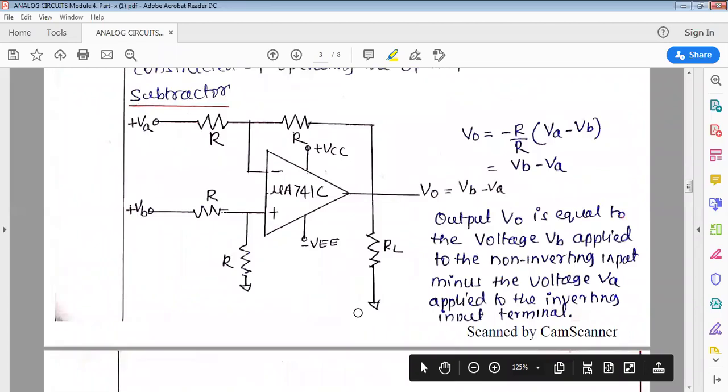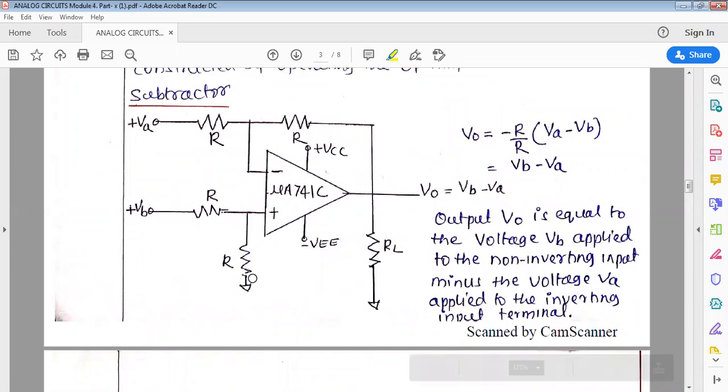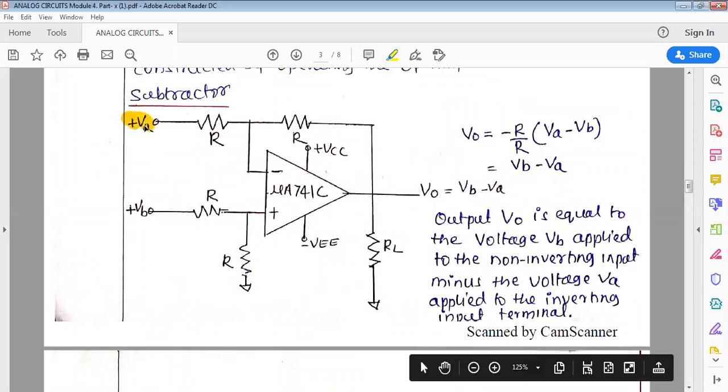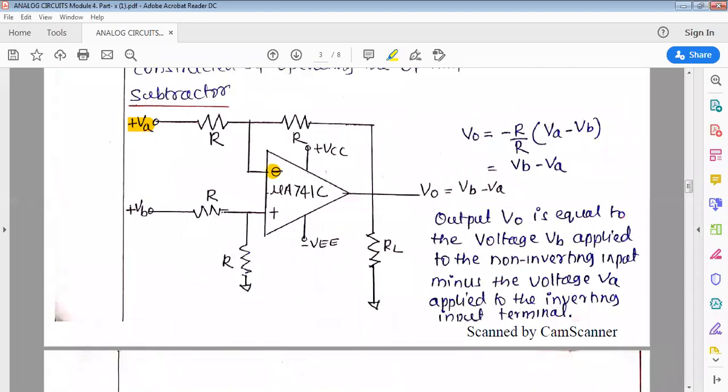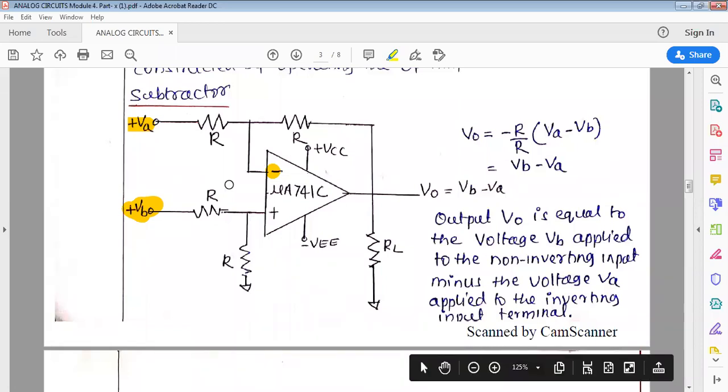So you can see the circuit. Now can you tell me in which mode it is operating? Plus VA voltage is applied to the inverting input terminal. So is it the inverting configuration? No, because I need to check what is applied at the non-inverting input terminal. At the non-inverting input terminal, another voltage, VB, is applied, right? So I can neither call it inverting configuration nor non-inverting configuration. Therefore, this is the differential configuration.